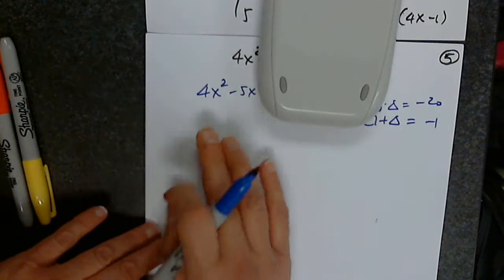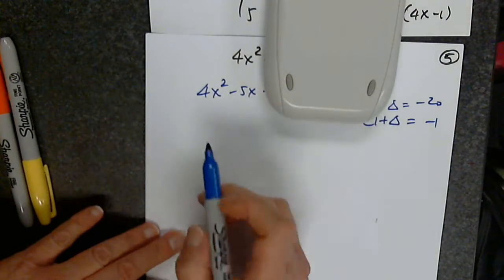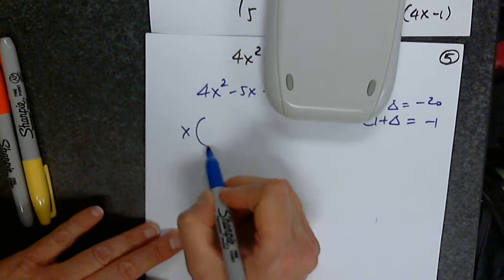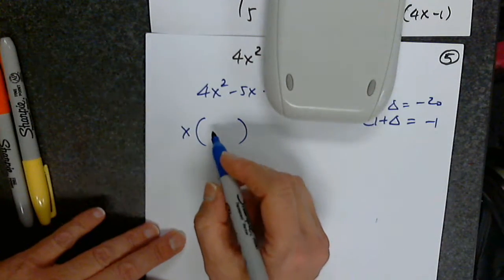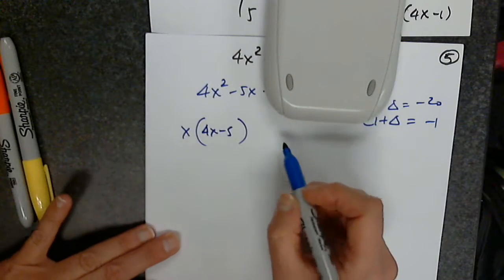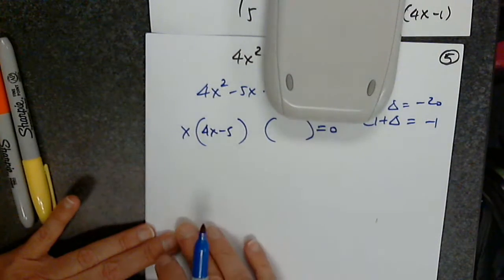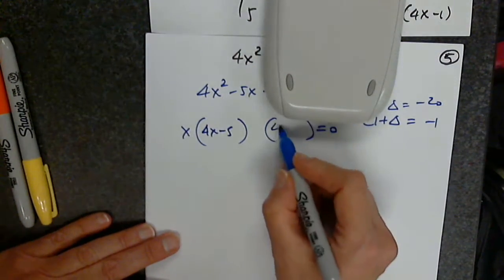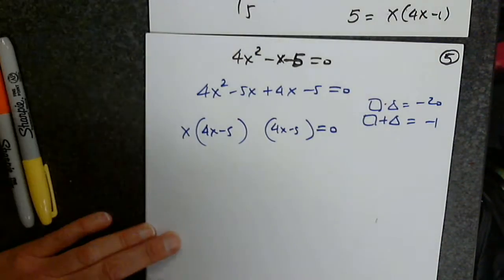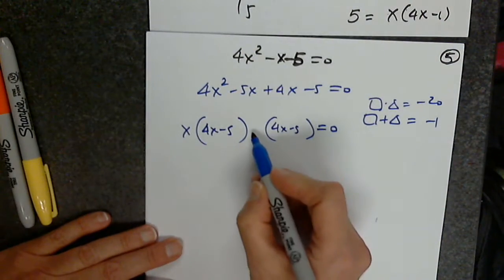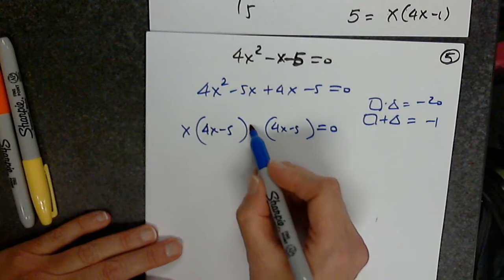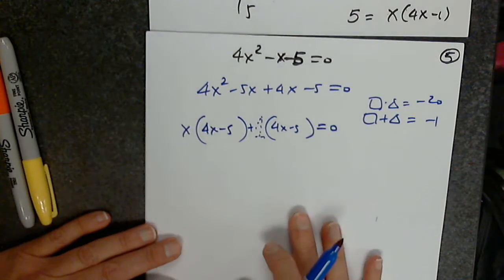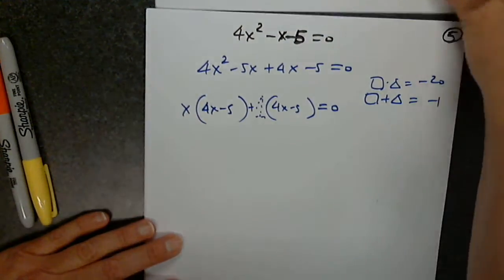What will you factor out from the first two? x. Good. What is left in parentheses? 4x minus 5. Very good. What should be left from the other two? Otherwise, I can continue. 4x minus 5. And now I look at the sign and factor. Plus 1. Good. So then now I factor out what?